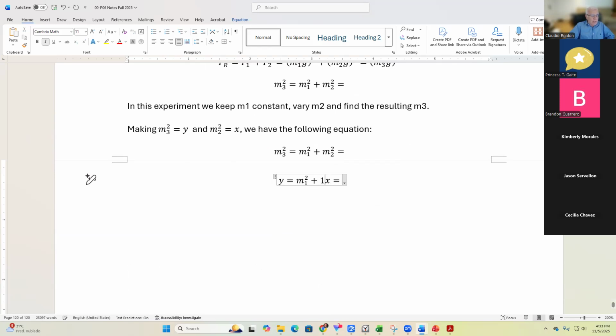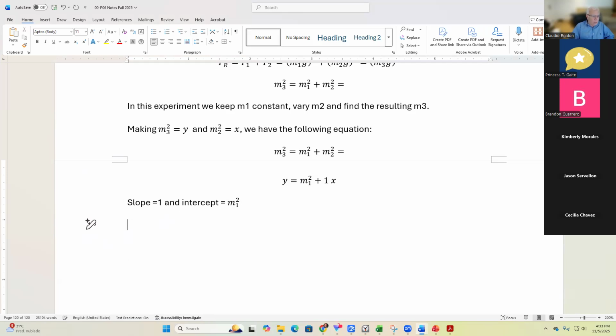And the coefficient in front of x is going to be the number 1, right? Here is the slope. Here's the intercept. The slope is equal to 1. The intercept is equal to m1 squared. So that's what you need to do.